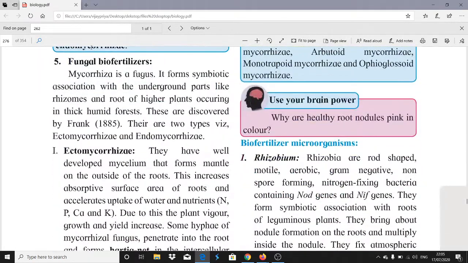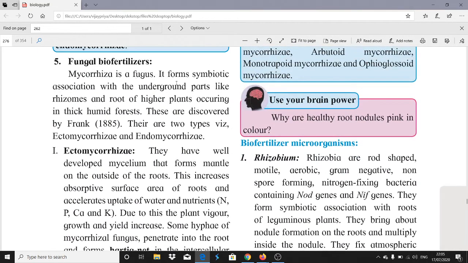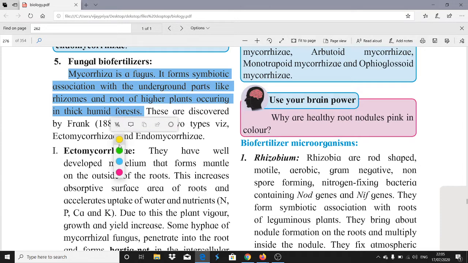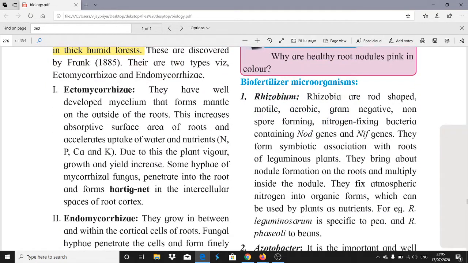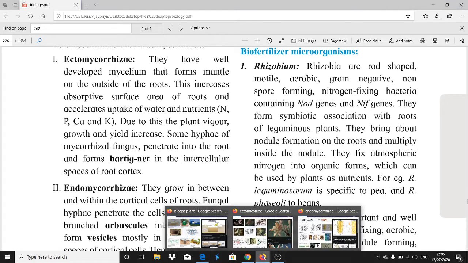So let's have a look at fungal biofertilizers. Mycorrhiza is a fungus. It forms symbiotic association with the underground parts. Symbiotic association means both of the members get advantages from each other. These are of two types: ectomycorrhizae, which have well developed mycelium that forms a mantle on the outside of the root. Let's have a look in the diagram how they look.